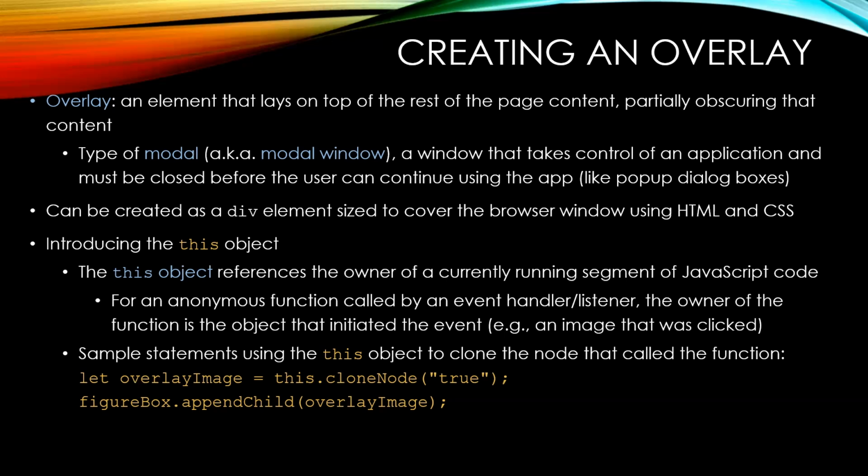So if we're going to put an overlay on top of this element, we can say let overlayImage equals this.cloneNode(true). We can then put it on top of the web page; we can appendChild and put the overlayImage on top of it. So as far as this goes, this means the one we're currently working on. This is a little controversial in the programming world. It is making things a little bit more explicit, but some programmers feel like it makes things a little bit more complicated.